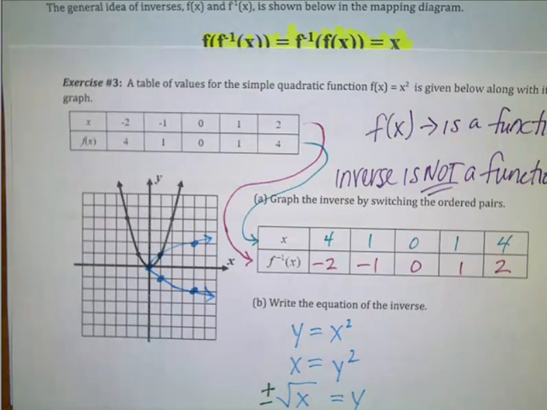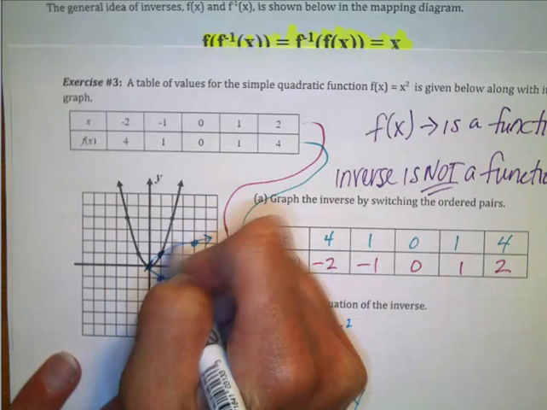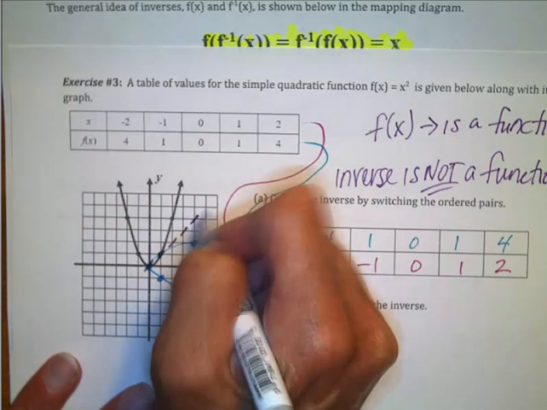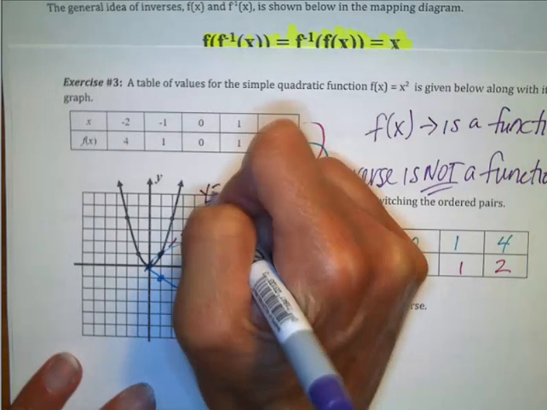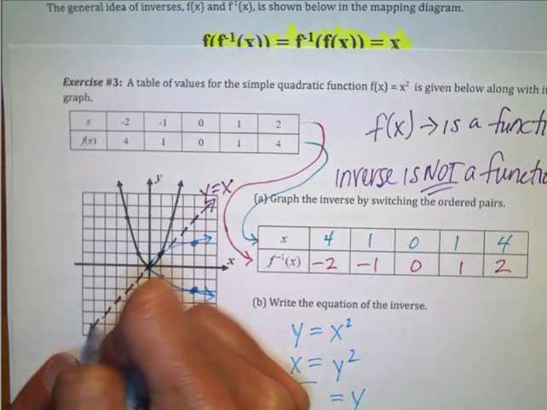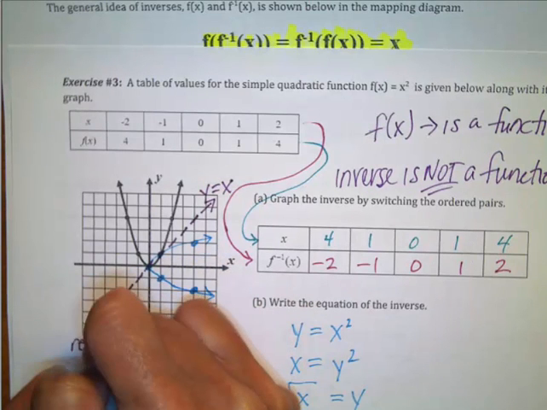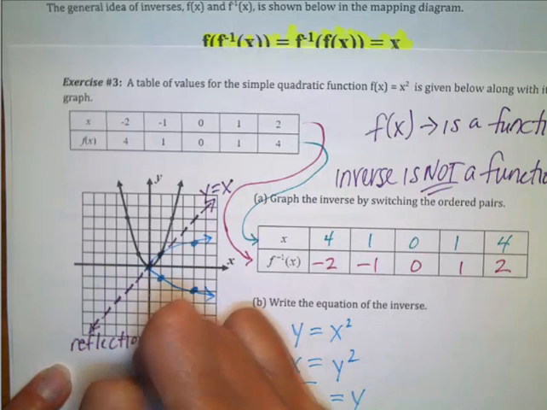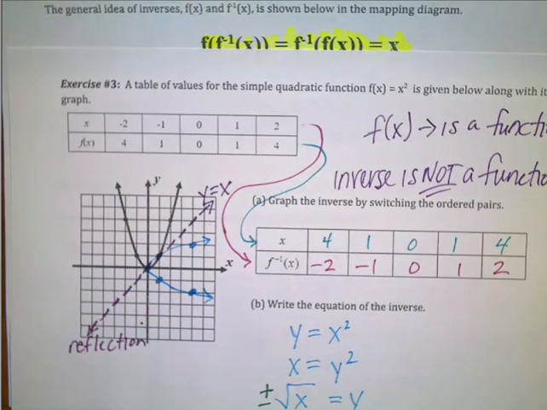The other way is to look at the line y equals x. If your graph is a reflection in the line y equals x, they are inverses. And you should be able to see that if I fold along that dotted line, those two graphs, those two parabolas, are on top of each other. Therefore, they are inverses. So lots of ways to check your work.